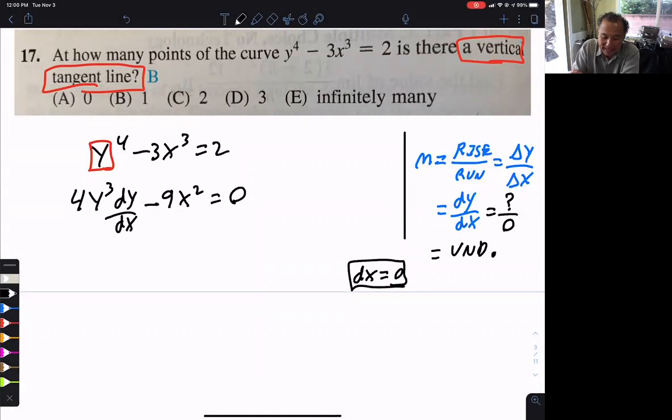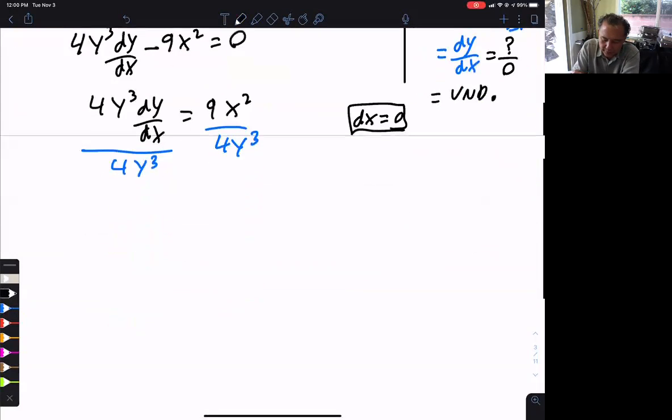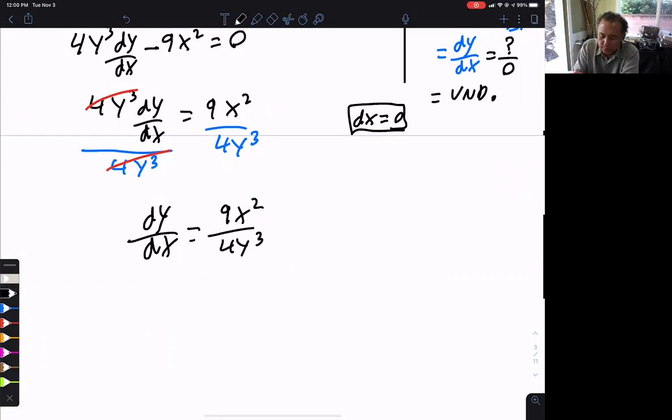Okay, so I'm going to add 9x squared to both sides. When I add it to the left side, I get 0, and on the right I get 9x squared. Then I'm going to divide by 4y cubed because I'm trying to isolate my derivative. And now I have my derivative: dy/dx equals 9x squared over 4y cubed.